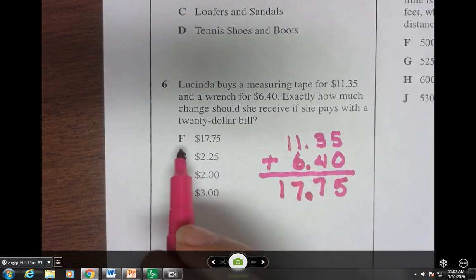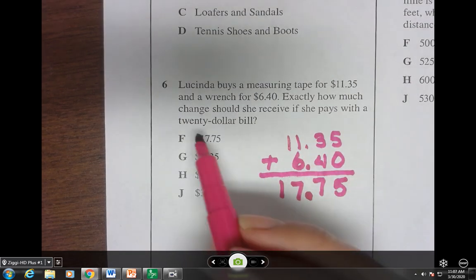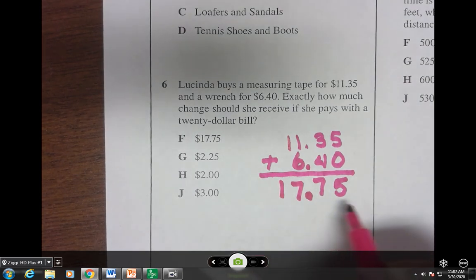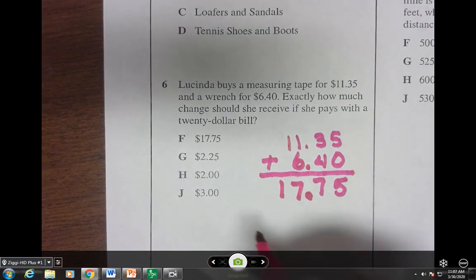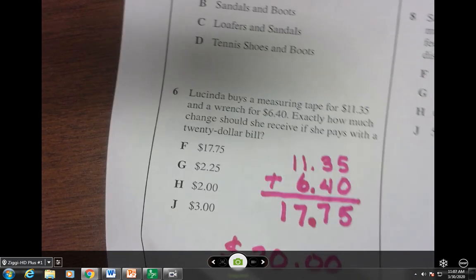Oh, look, right there at F. F is 17.75, Miss Williams. Yes, but it's trying to trick you. Oh, that's right, because we're trying to find out how much change we'd get back if we paid with a $20 bill. So this is how much money we spent. We have to figure out how much change we would get. If I paid with $20, what would I have to do to figure out how much change I would get back, Miss Williams?